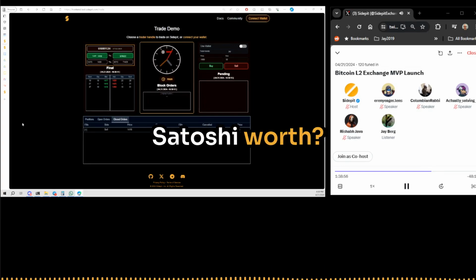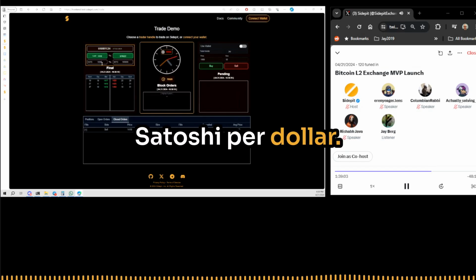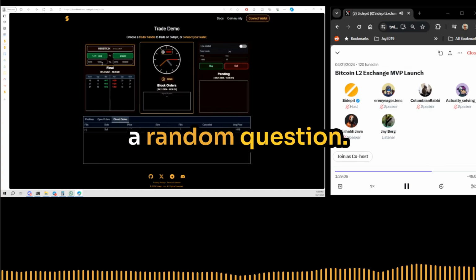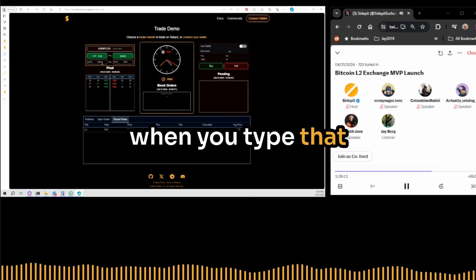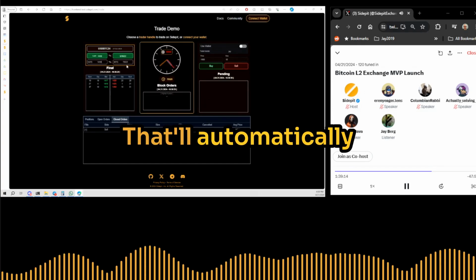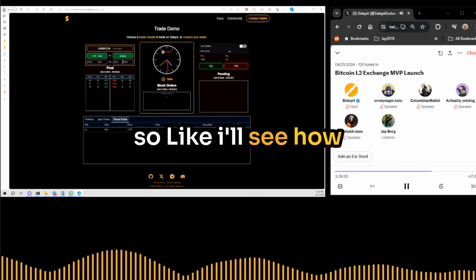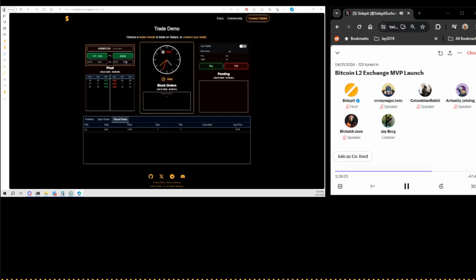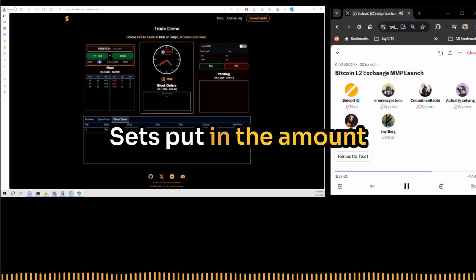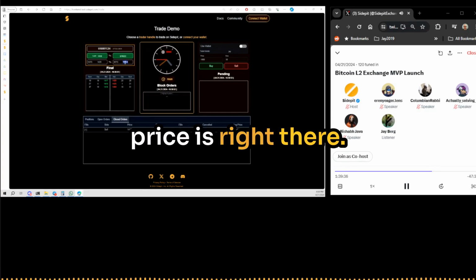What is 10,000 Satoshi worth? I don't really know. Jay, I have a random question. I don't know how feasible this is because I'm definitely not a dev. Is there a way that when you type that in, you can make another little box there that'll automatically pull from the price and multiply that out to give you a dollar version? Yeah, I just did it. Look at the screen. It's all there. See sats on the left side. Put in the amount you're interested in, 1420, and the BTC price is right there.